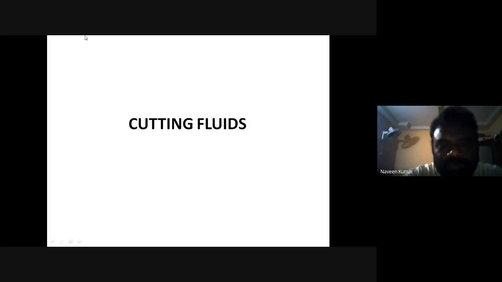And I told you, cutting oil should never be mixed with water, but these two oils, fixed and mineral oils, can be mixed together and used as cutting fluids to get the advantages of both these oils.